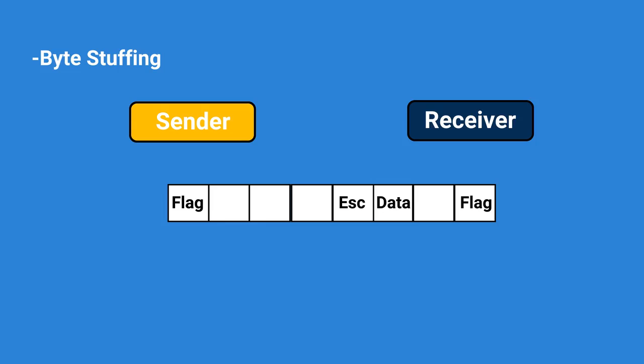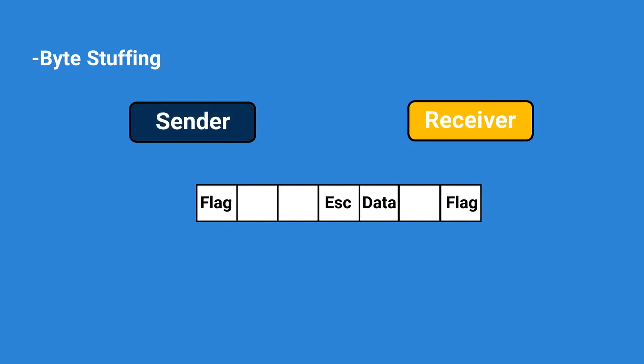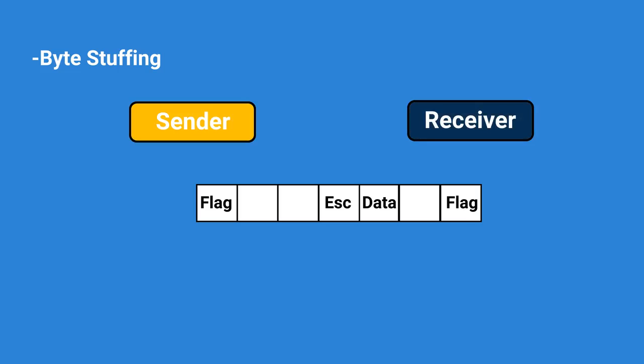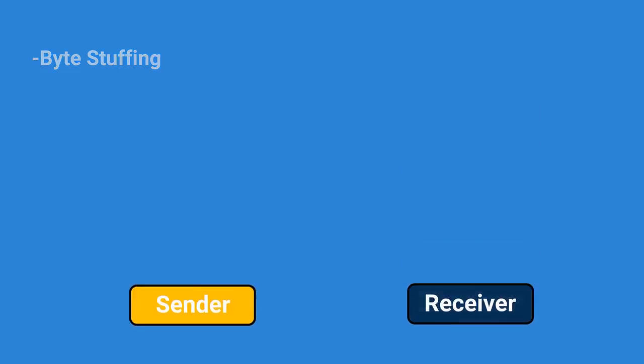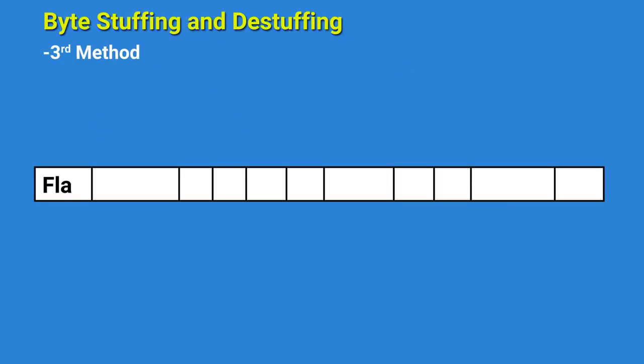What happens if the original data contains one or more escape characters in the data section? The receiver removes the escape character, thinking that it is not the original data. To fix this problem, the escape characters that are part of the text must also be marked by another escape character. This is definitely a headache. Byte stuffing and destuffing.